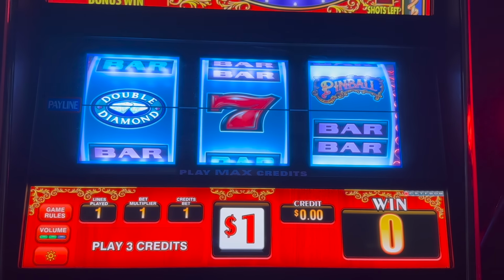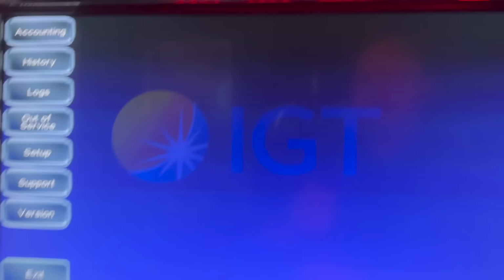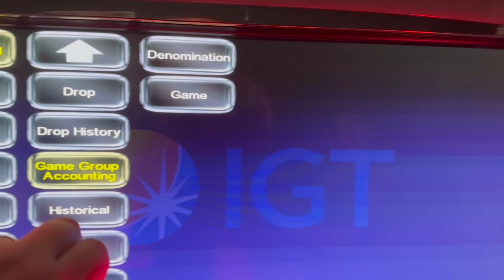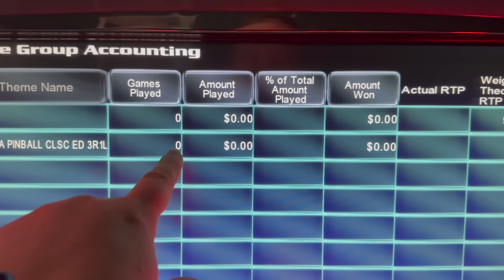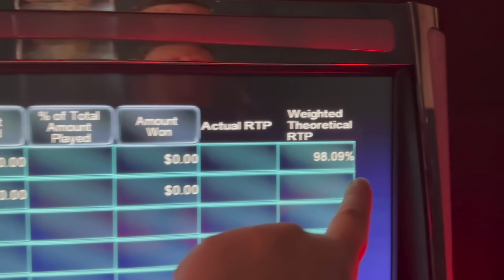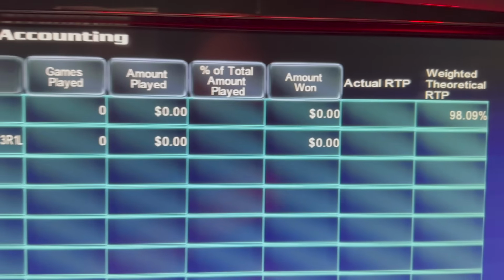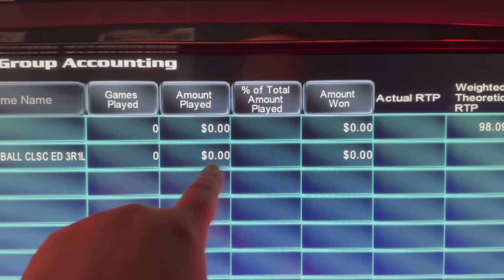All right, let's get started on our spins, and we're going to start with the highest payback percentage, as I said before, and let's go through and verify. We'll go to accounting, then to the game here, and look, it is zeroed out, games played 0, the weighted theoretical return is 98.09%. After this, we should have a counter of 200 here, and we'll see what the return is. All right, let's get started.